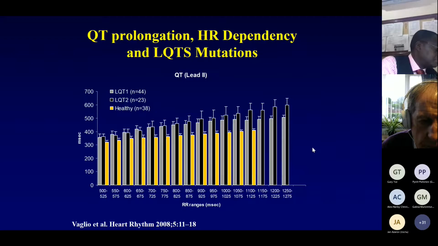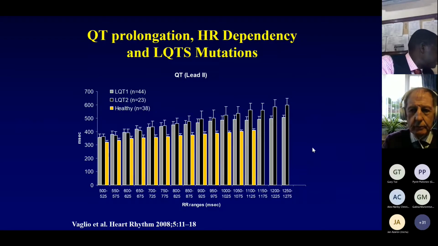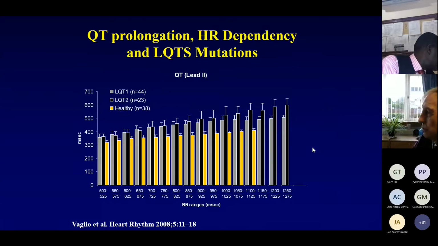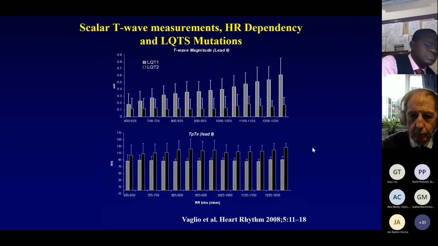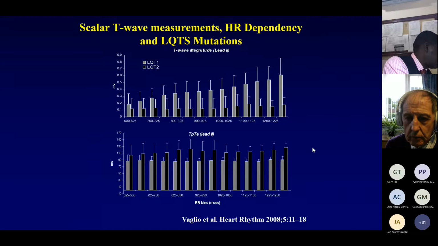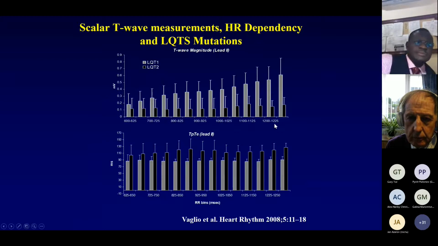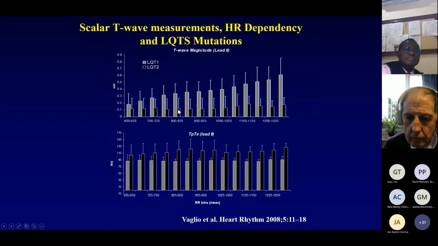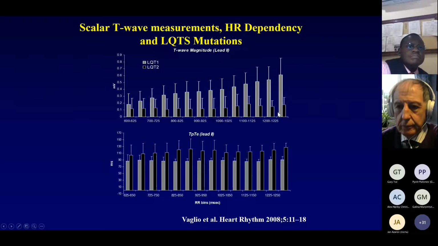We also analyzed heart rate dependency in this patient population, looking at LQT1, LQT2, and some healthy subjects. And there is a difference between these two types and healthy subjects. The next graph is looking at T-wave measurements and heart rate dependency. You may see that LQT1 seems to adapt pretty well between 600 millisecond and 1200 millisecond RR, whereas in LQT2 you don't have this response. So T-wave amplitude, or T-wave magnitude, is relatively flat here and does not respond that well to changes in the heart rate.